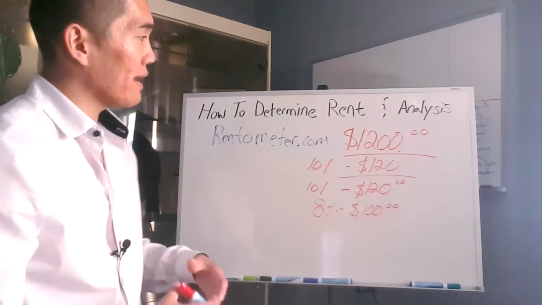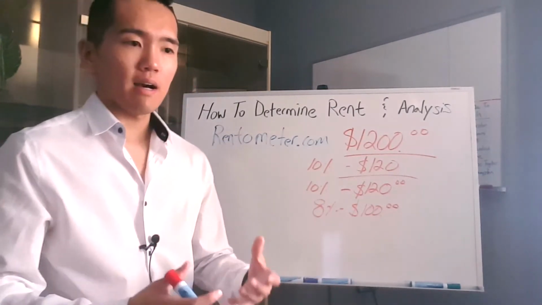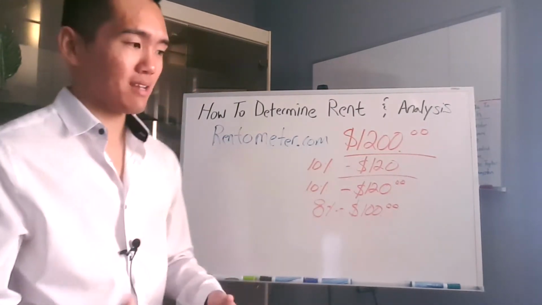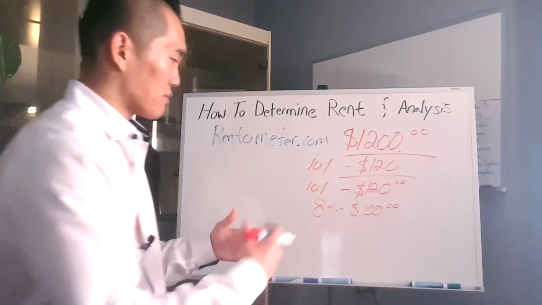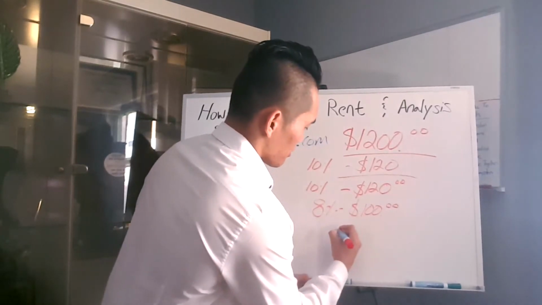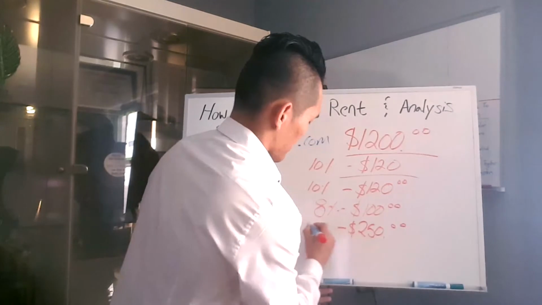Here in Chicago, in my Chicagoland suburbia area, usually about $250 a month is average for property taxes. Again, it fluctuates high or low. I'm just going to go ahead and put in $250 for property taxes. Okay, so this is taxes, right?